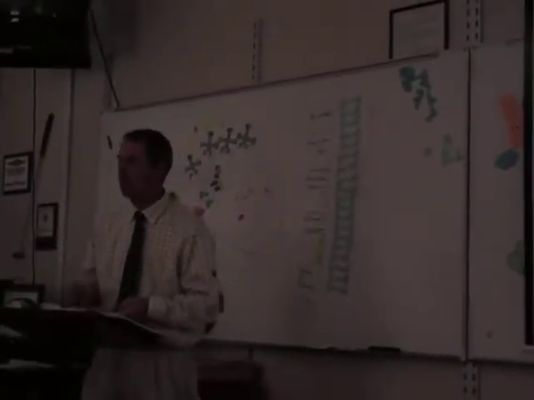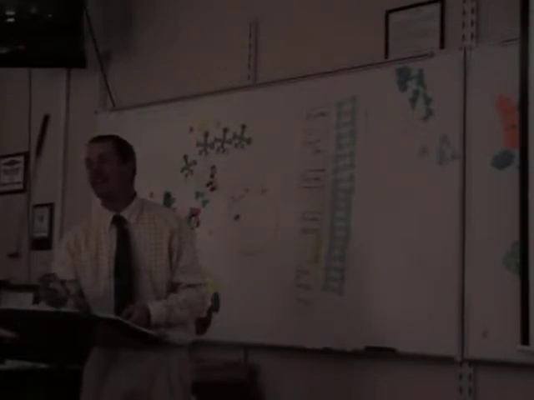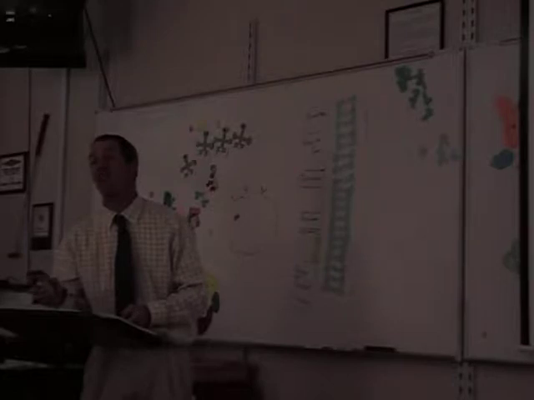What are the 4 types of nitrogen bases? Adenine, guanine, cytosine, and thymine. G and C go together, and A and T. G and A are called purine bases, purines.